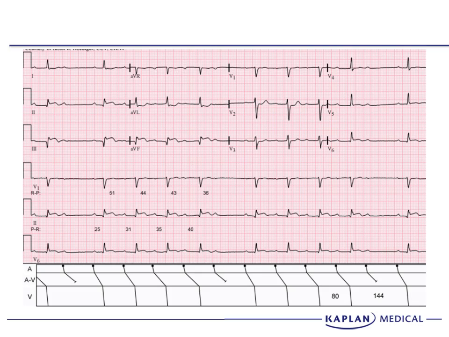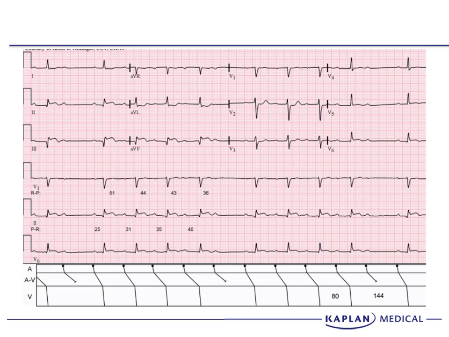Then you go over to the next one, and what you want to look at here is, is the PR interval becoming prolonged? Is it becoming longer with each successive QRS? And if you look closely, you can see that it is becoming longer. And then you look at the next QRS complex. There's your P wave, there's your QRS, and here's your PR interval. And if you take a look here, you can see that once again, the PR interval is becoming longer.